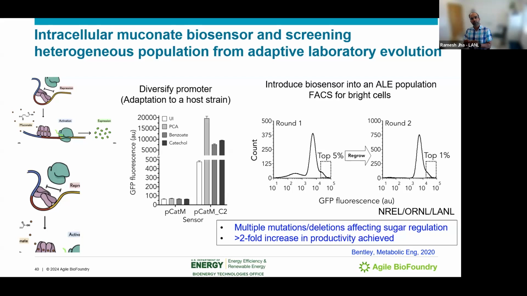And we introduced this biosensor to an ALE population, performed FACS, and chose this bright population, which would mean that they are not only good growers, but they are also producing your molecule of interest at high titers. Using this, we were able to get a few variants which had multiple mutations, deletions affecting sugar regulation, and ultimately some of those mutations were introduced into the original strain to get a twofold increase in productivity.